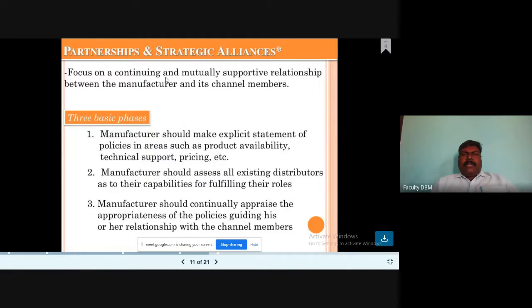Partnership and strategic alliances. This is a continuing challenge. Manufacturers should make explicit statements of policies, areas of product availability, technical support, and pricing.